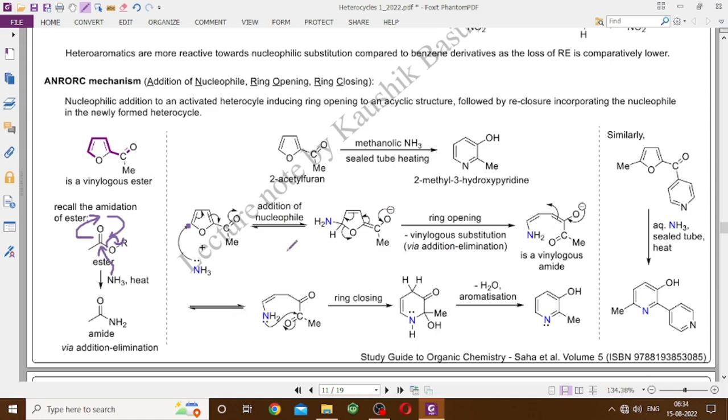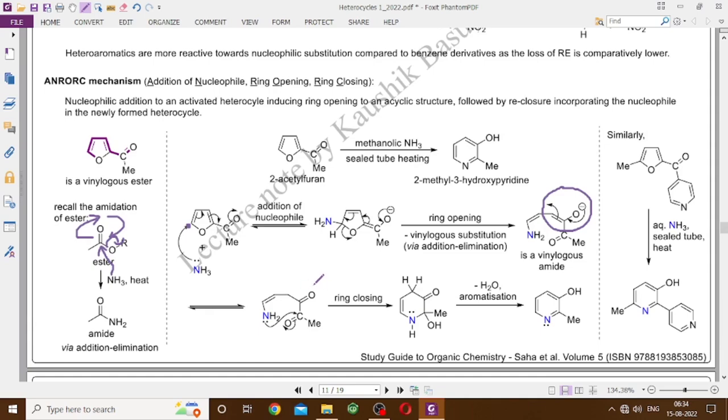The result is a ring open product which can be called a vinylogous amide because this nitrogen is conjugated with this carbonyl via these two double bonds. Also, we have an enolate here. So let's protonate this enolate because there is a proton source in the reaction medium. It will undergo protonation and become the corresponding carbonyl.